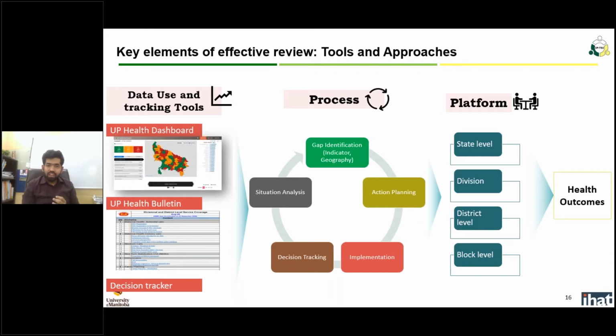The first step is gap identification, then action planning, then implementation, and then tracking, which is reviewed at the different platforms like the state, division, and the district, and which in turn we are hoping will show some of the health outcomes.